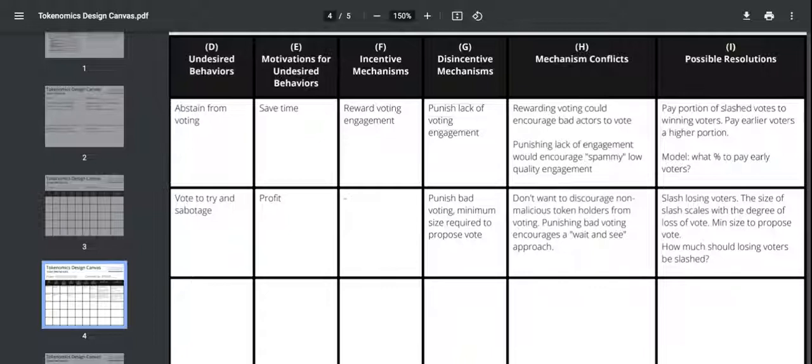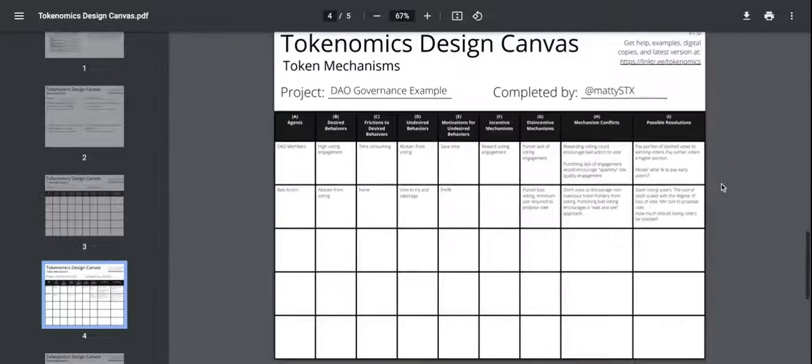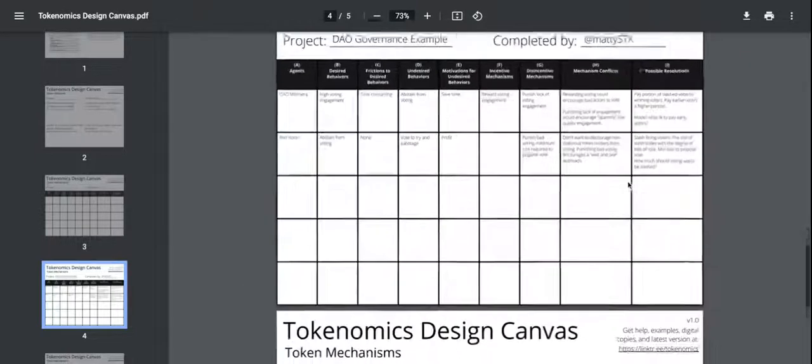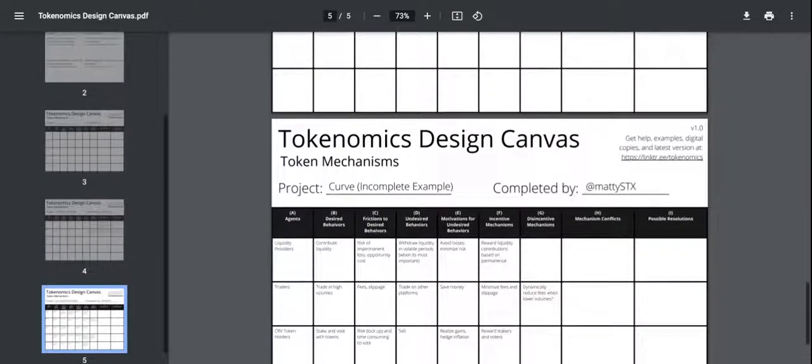And so where exactly is that balance, right? What percentage should we pay early voters? Well, we need to model that. We need to talk to users. We need to draw out some quantitative modeling. But without completing the canvas, we would never have identified that that's a factor that we need to balance even in the first place. And so hopefully this simple example has shown you how to complete the tokenomics design canvas, but also the value in doing so.